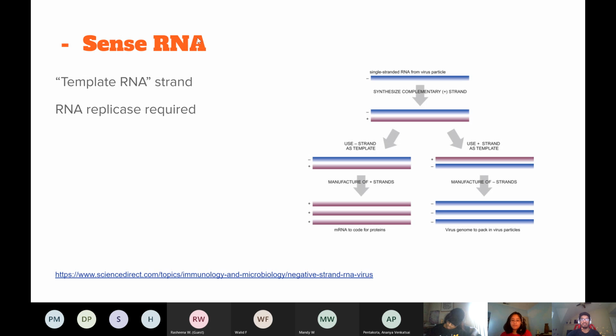So that's really important in a negative sense RNA virus, to have this RNA replicase so that you can create the positive sense strand, or the mRNA, that can then be translated into protein. And we see that here. We see it synthesize this complementary strand using RNA replicase, and then you can use one of them as a template to make more genetic material to pack back into the virus once all the other proteins are created. And you can continue to use the negative strand to make these strands that can then be translated into proteins.